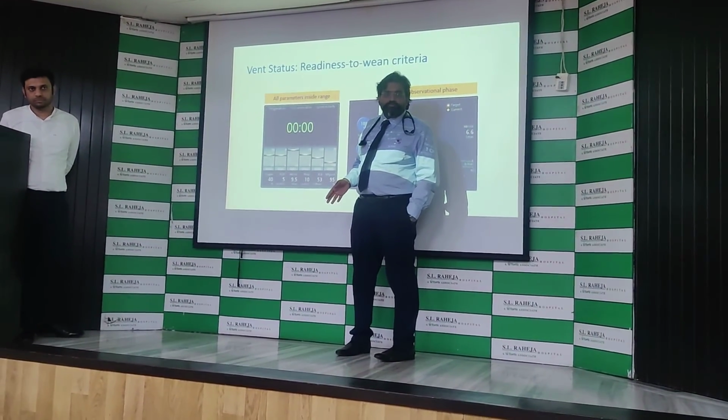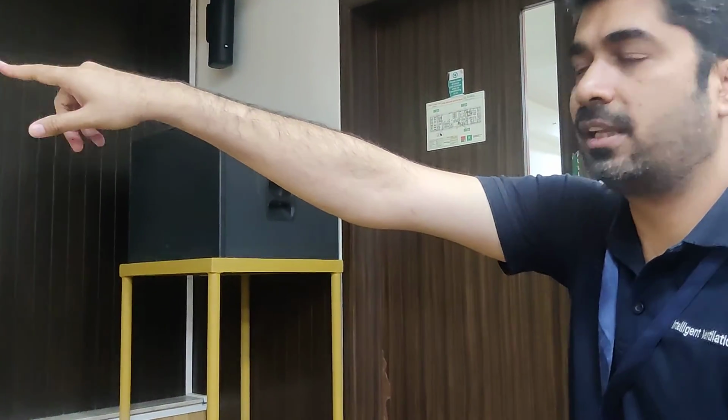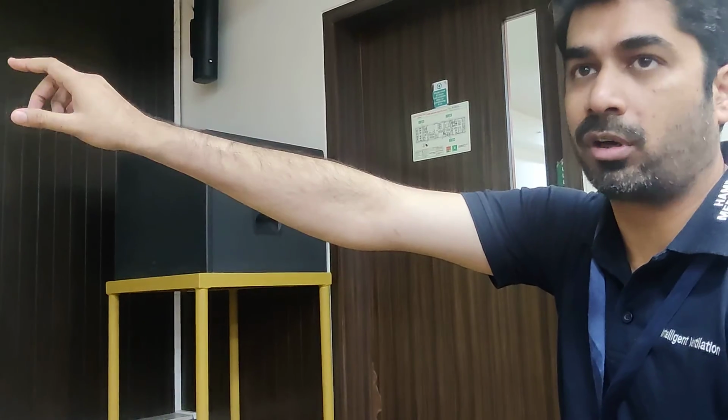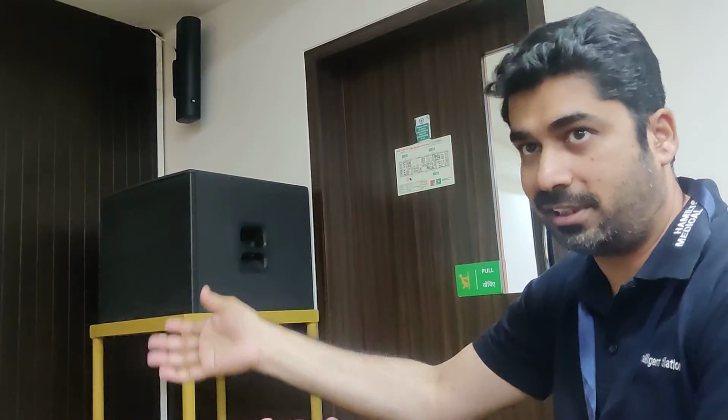So there are two things. For example, now we are using only ASV along with the vent status. Once all the parameters are in the defined range, inside the white boxes, it will start the timer. For 30 minutes, if you see that these parameters are still inside, that means your SBT is probably successful, and then you can consider extubation.